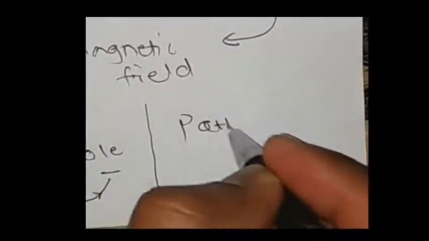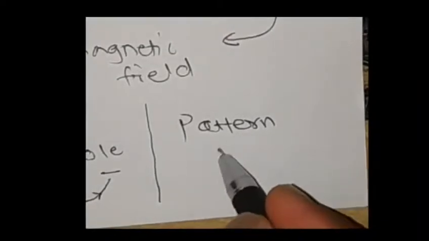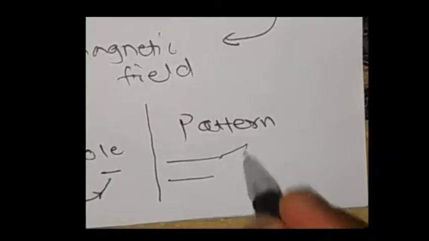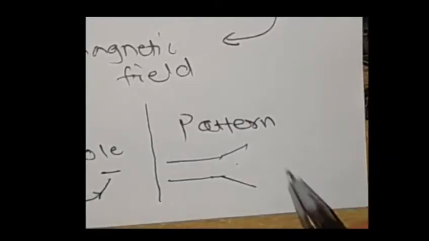In the next lecture, we will discuss the patterns that an antenna produces when the electromagnetic wave guided inside a transmission line is transmitted by an antenna in free space.